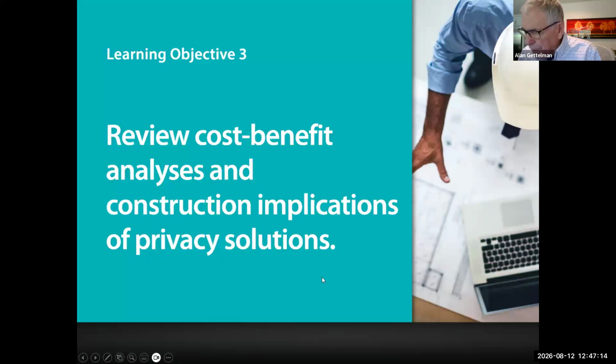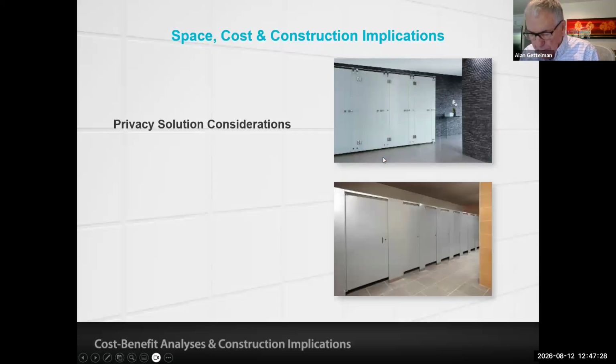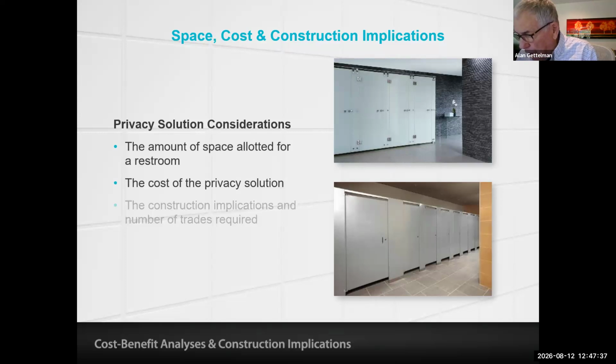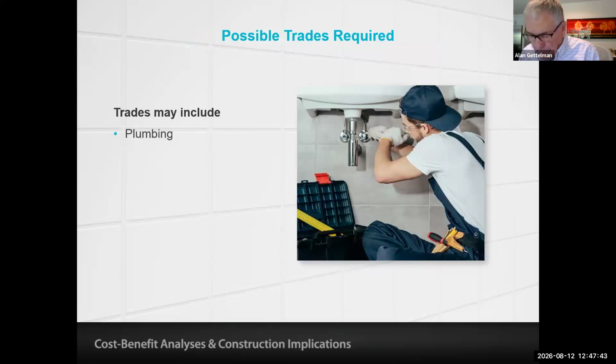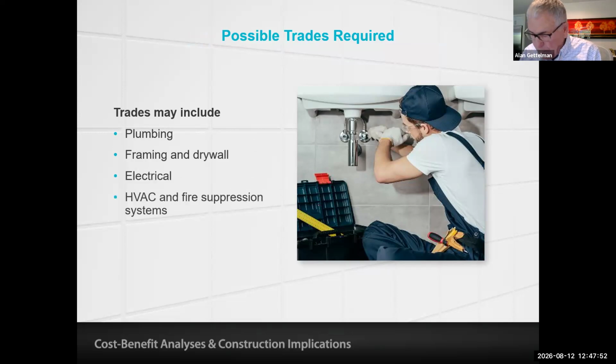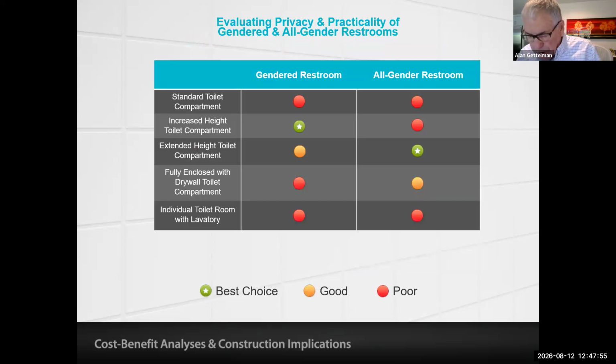All right, so here we're going to review the cost benefit analysis and construction implications of different privacy solutions. Impacting the selection of the best solution may be things like the budget, how much space is allowed, what the cost is, and what the implications on construction trades are. There are a number of trades involved that will add to the cost. You'll have plumbing trades, framing and drywall, electrical, HVAC, and of course tile and painting.